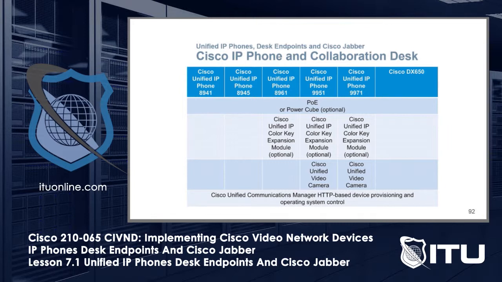So we have obviously different IP phone and collaboration desk endpoints. Again, some of the other features and capabilities: obviously PoE or a Power Cube is an option for all of these IP related phones. We have the ability to have color key expansion modules. These are little modules that can attach to the side of the phone to give you additional feature buttons and line buttons. And we can have multiple modules attached. That will work on the 8961, the 9951, and the 9971.